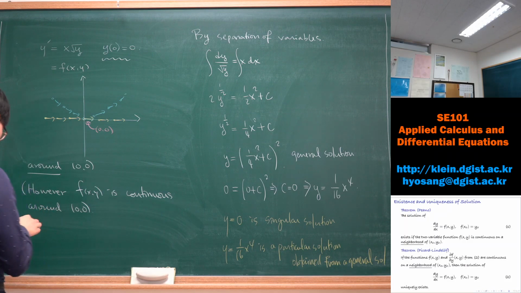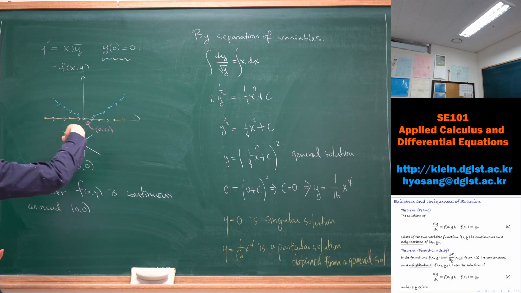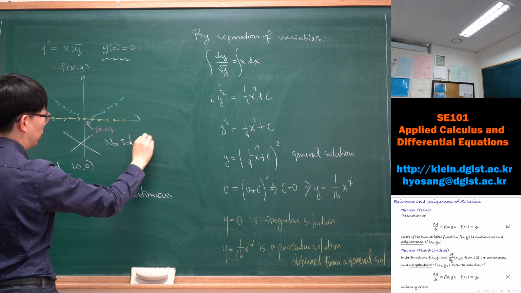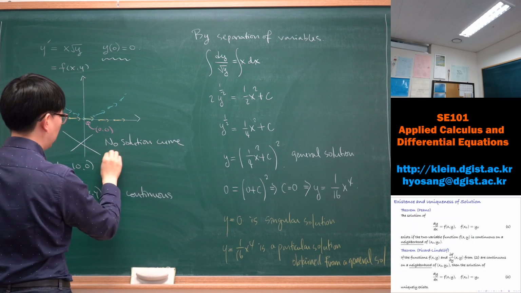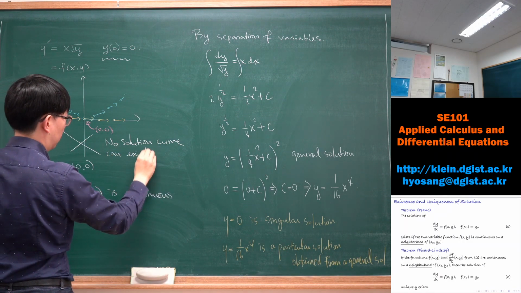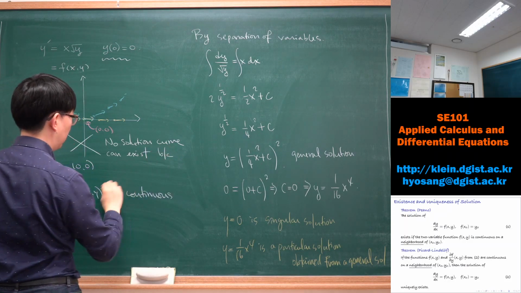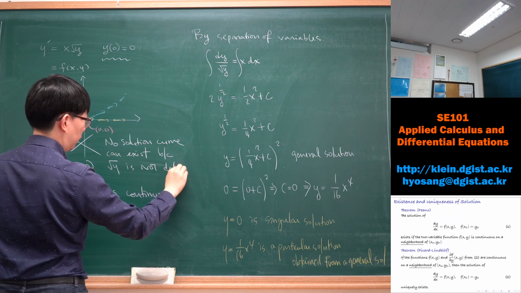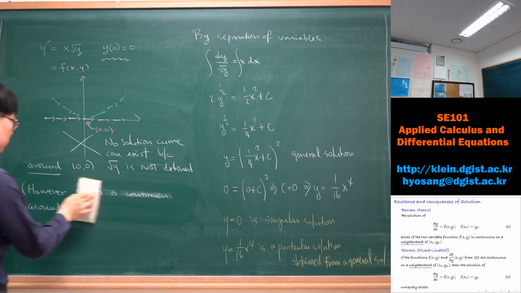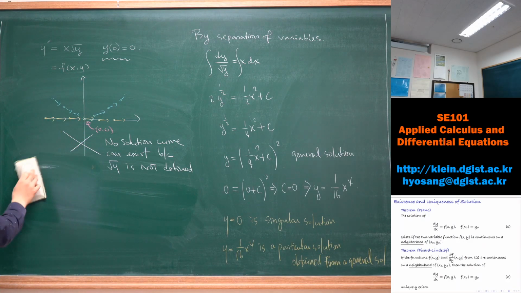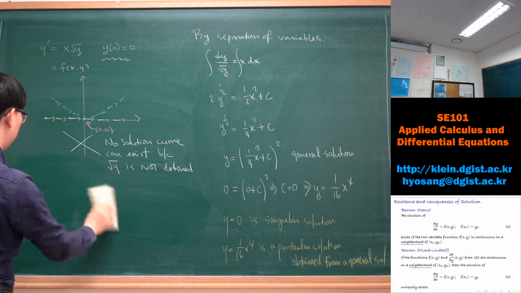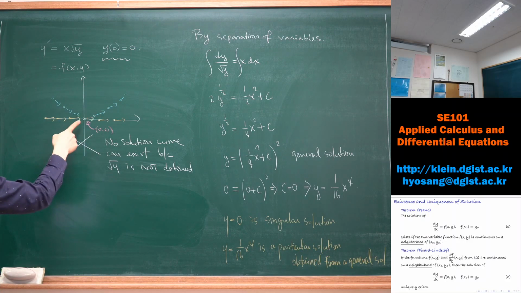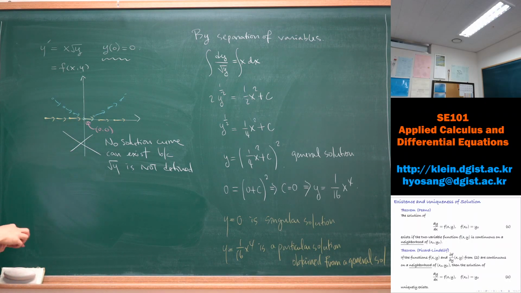Again, there's no solution curve below the x-axis; no solution curve can exist because the square root of y is not defined. So you don't find any solution curve passing through a point below the x-axis. We only consider the solution curve above the x-axis. But above the x-axis, there are two solutions at this point. So this is called a singular point.